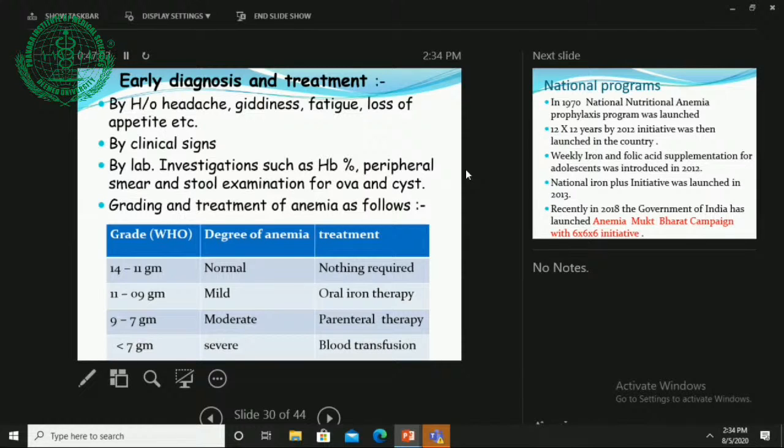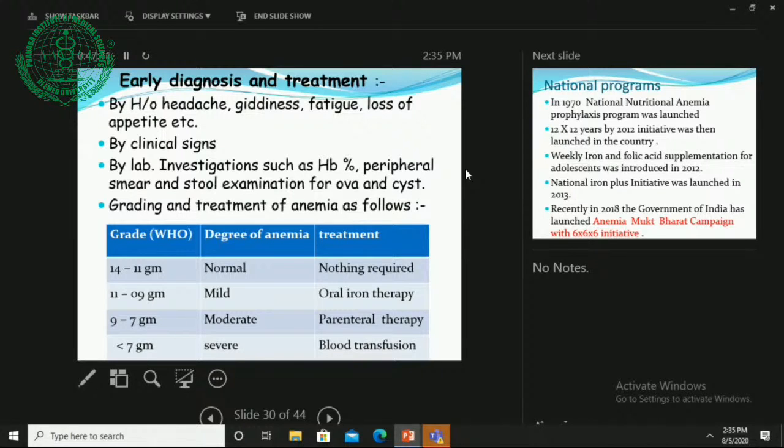If the person's hemoglobin is in the range of 14 to 11 grams, it is considered as normal and nothing is required. So you don't need to treat him, but here you can give only nutritional advice and health education. For those who are having the hemoglobin level in the range of 11 to 9 grams, it is considered as mild anemia and oral iron therapy can be started for them. Then those who are having hemoglobin in the range of 9 to 7 grams, it is considered as moderate anemia, and here you need to give injectable iron therapy.